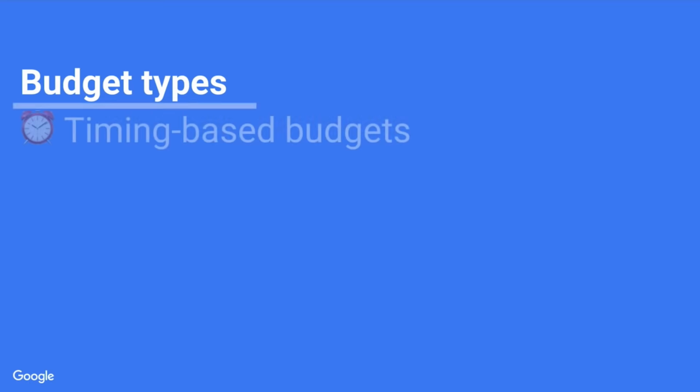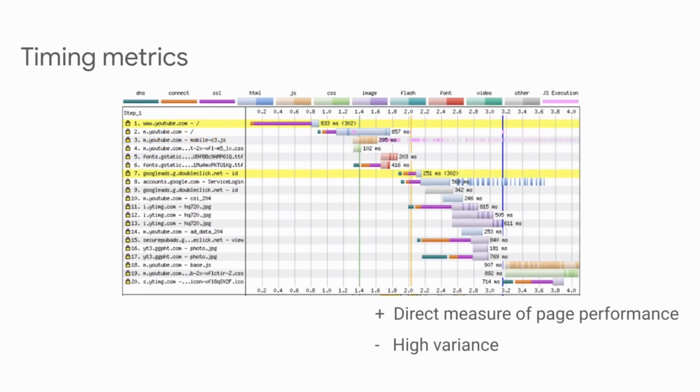So now to talk about actual budget types. The very first type of budget we think about are timing-based budgets. And this is essentially how fast resources get downloaded for your page and how fast your page loads, as well as how fast it becomes interactive. Now, the reason why this is the first thing you think about is because this is a direct measure of how well your page is performing.